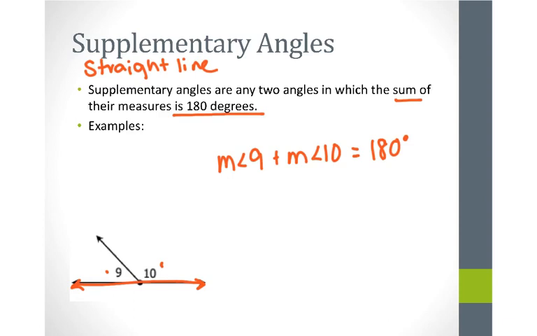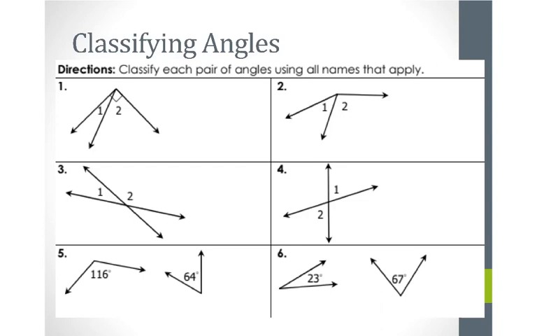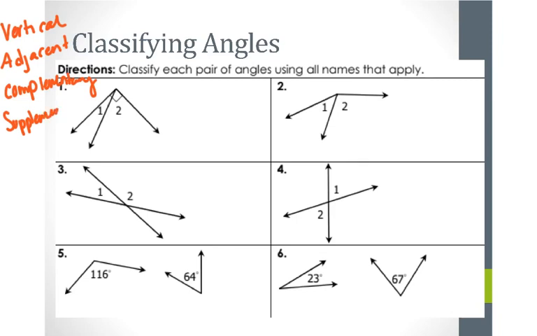Alright, so now, classifying angles. Classify using all names that apply. That's based on the 4 types we were just talking about. So you have vertical, adjacent, complementary, and supplementary. They're not always going to be two names. Sometimes it could just be one. But classify each pair of angles using all names that apply.